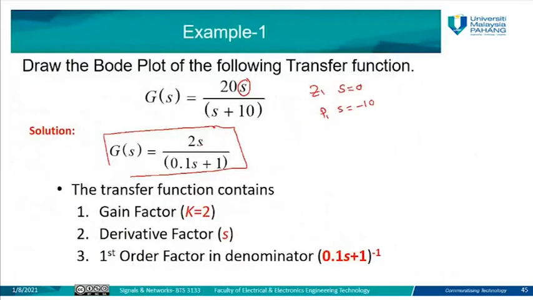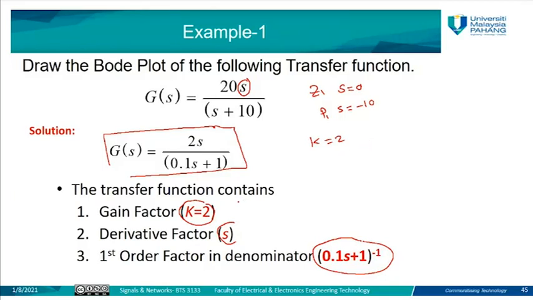So we have one gain, where the gain K here is equal to 2, and we have one integral or one zero at the origin, which is s. So actually this is the derivative. And we have one first order pole, which is the 0.1s over 1 for this element. So we can highlight these three elements, because these three components need to be drawn or sketched individually. Then we are going to combine them.